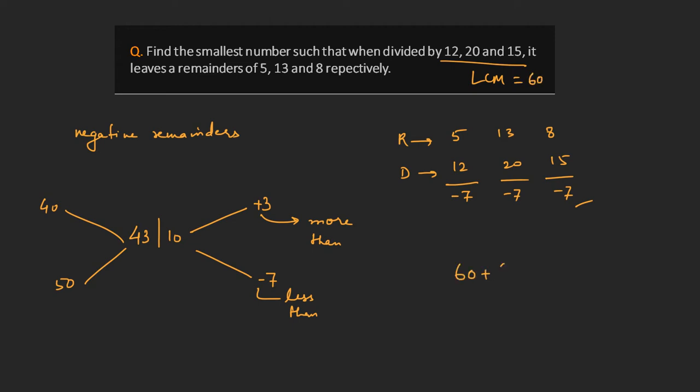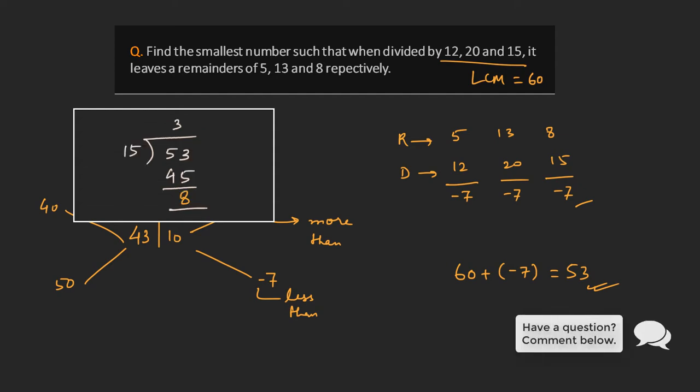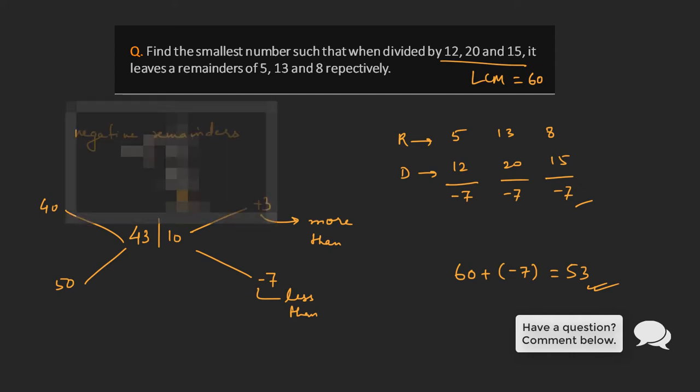Adding 60 and minus 7, we get 53, our answer. You can check it. If you divide 53 by 12, the remainder is 5. If you divide by 20, the remainder is 13. And if you divide by 15, the remainder is 8.